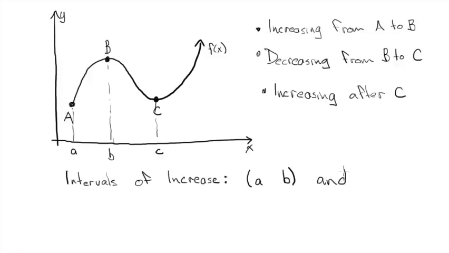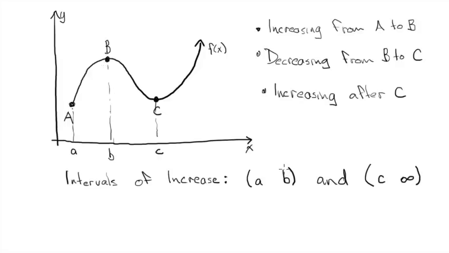and also after C. So from C up, we would go from C to infinity. The arrow indicates it keeps going. One thing to be aware of is, is it increasing at the point B? Point B is where it changes from increasing to decreasing, right? It's no longer increasing at B, it's turning around.